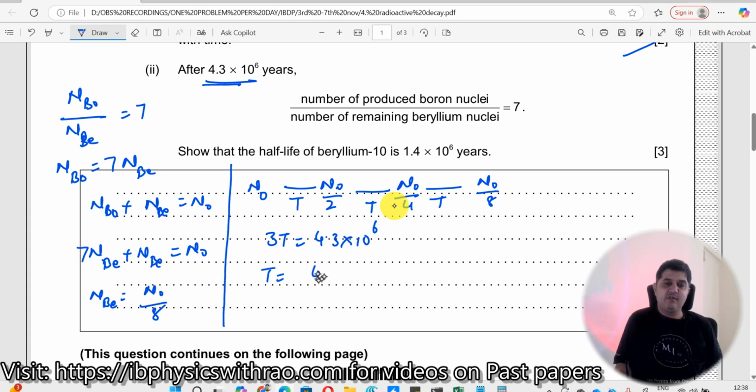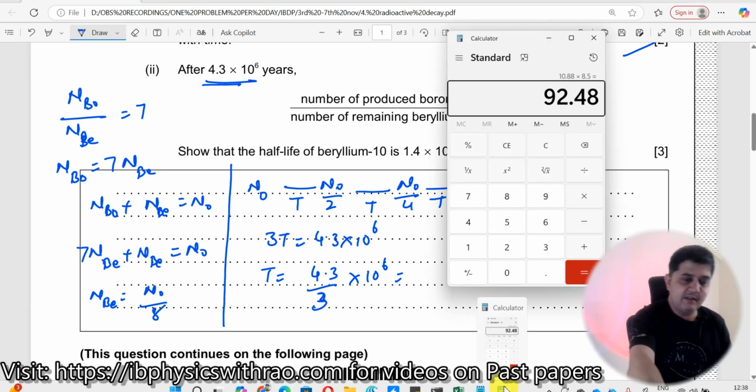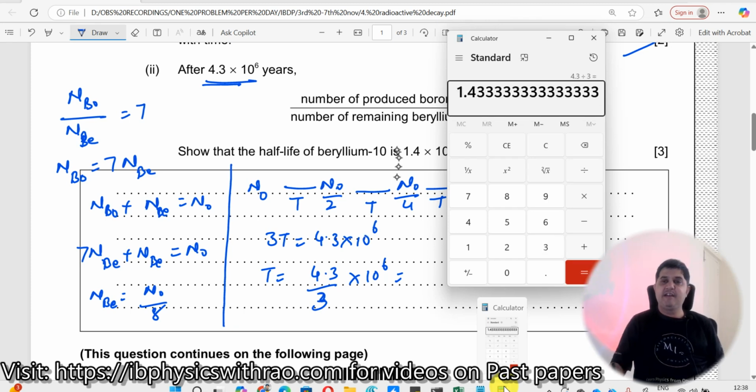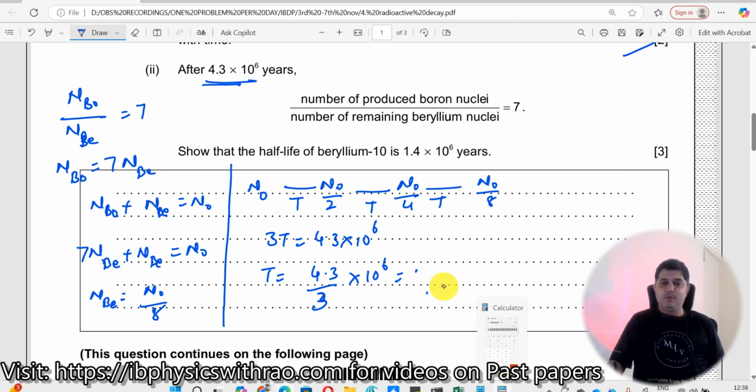One half-life is equal to 4.3 divided by 3 multiplied by 10^6. So let us do this math over here. 4.3 divided by 3 roughly comes out to be 1.43. So 1.43 × 10^6 years, which, if I take two significant figures only, becomes 1.4 × 10^6 years, as needed over here. Okay, now let us move on to the next question.